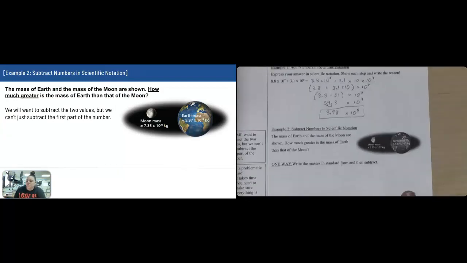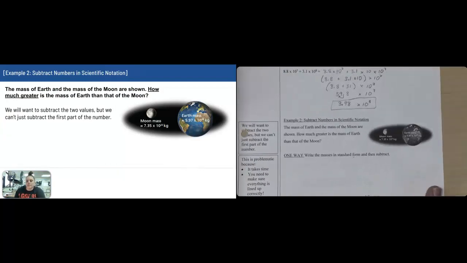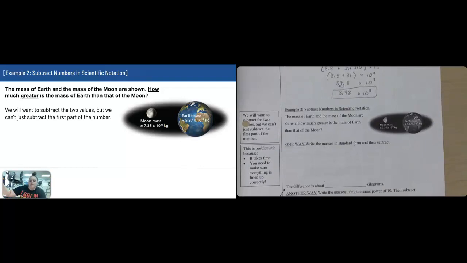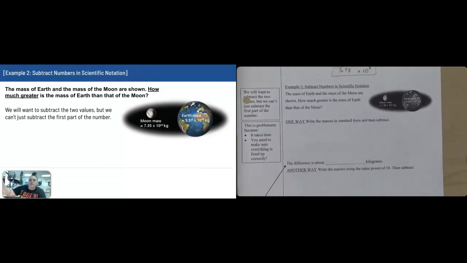In example 2, we're going to look at subtracting numbers in scientific notation. The mass of the Earth and the mass of the Moon are shown. How much greater is the mass of the Earth than that of the Moon? Because we want to know how much greater it is, we are looking for the difference. That's why we're subtracting. So we will want to subtract the two values, but we can't just subtract the first part of the number. We can't just take 7.35 and subtract 5.97.